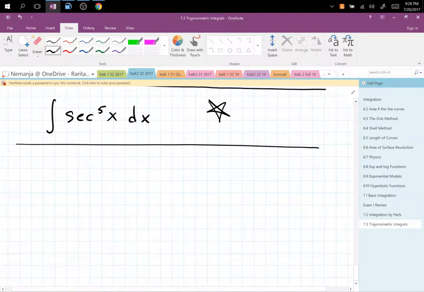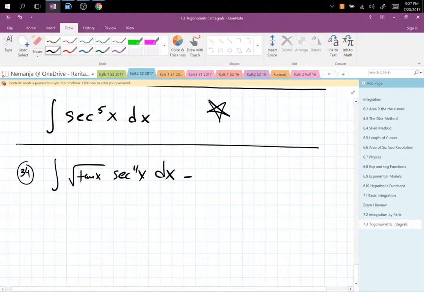Problems 31 through 44 are all involving tangent and secant. So let's see. Here is the first one that definitely works. Problem 34: the integral of the square root of tangent x times secant to the fourth x dx.